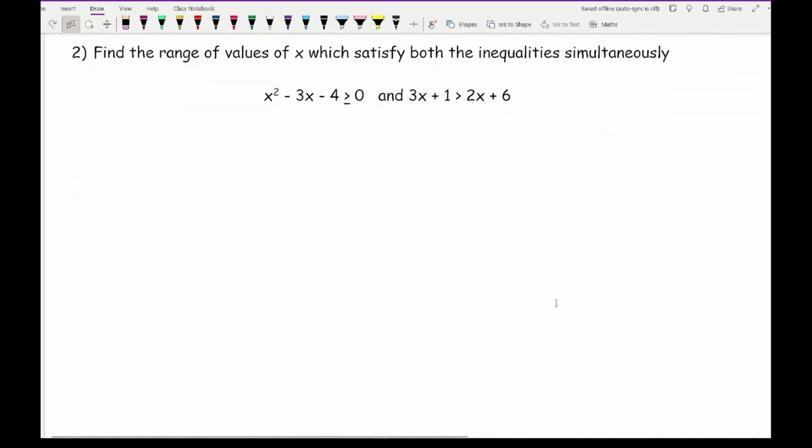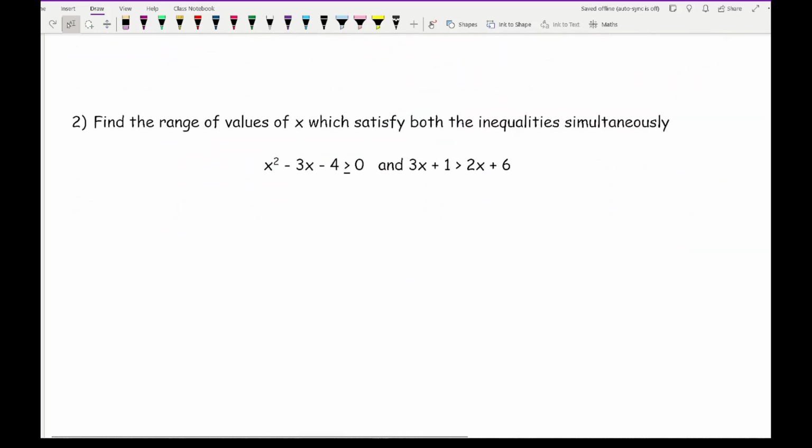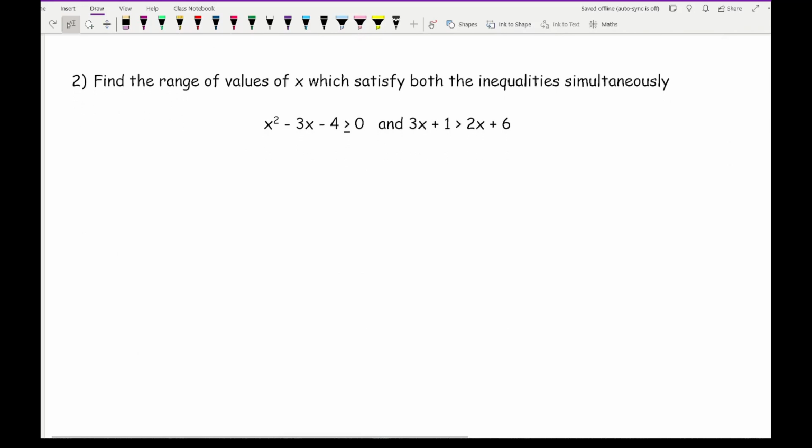So now let's have a look at another extension question, and this one says find the range of values of x which satisfy both inequalities simultaneously: x squared minus 3x minus 4 is greater than or equal to 0, and 3x plus 1 is greater than 2x plus 6. So now let's have a look at solving these separately.